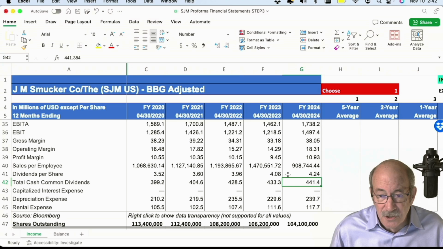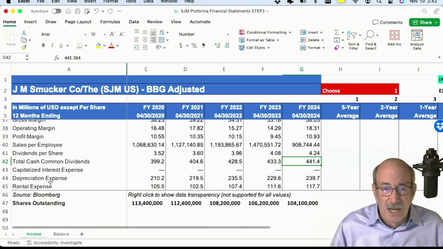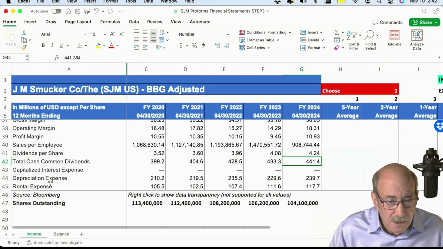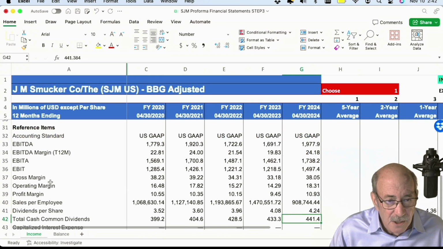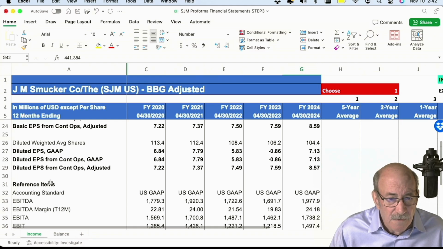So that's a total, we paid out a total of 441 million in dividends for fiscal year 2024. Bloomberg, in this particular account, doesn't tell us what shares outstanding are. I don't think, at least I didn't find it on here. You could certainly grab that somewhere else if you wanted to. Oh, wait a minute, I take that back. They do. They have it right up here.